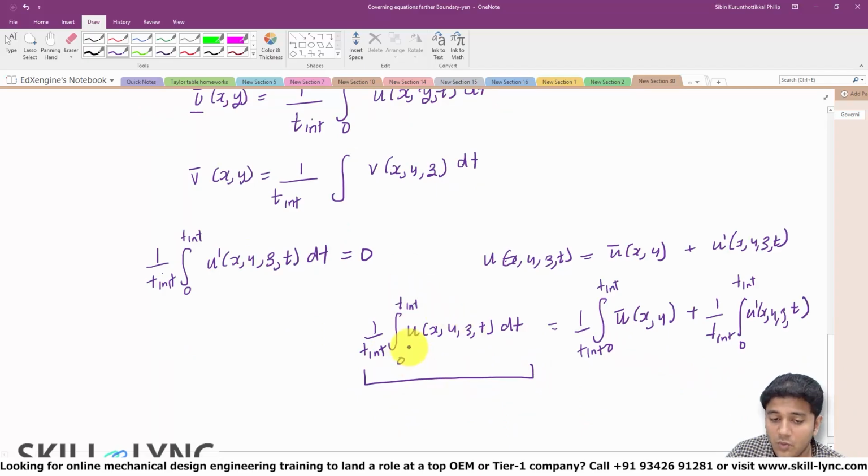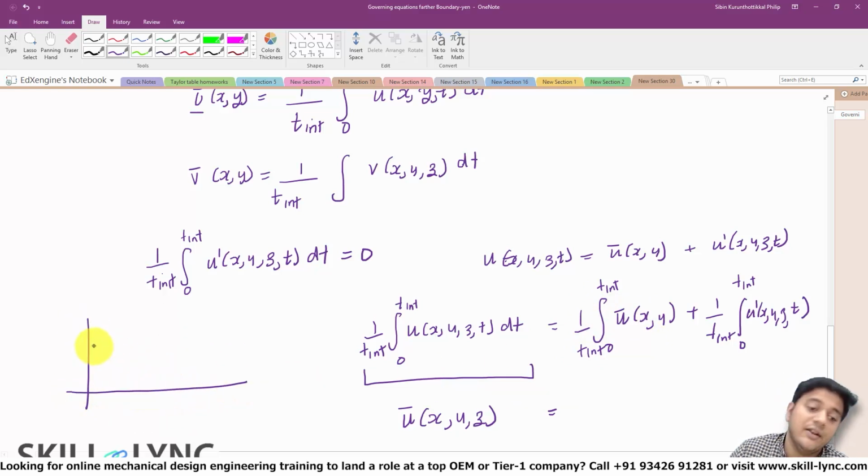All right, so now what is this quantity? Well, this quantity is nothing but u bar of x, y, z, correct? This is basically your time averaging, and that is your bar quantity. What about this one? Well, what happens if you time average an average quantity? You're just going to get the average quantity. Let me prove this to you. For example, let us say that your starting velocity is 0, and your ending velocity is 1 meter per second, after 1 second, correct?